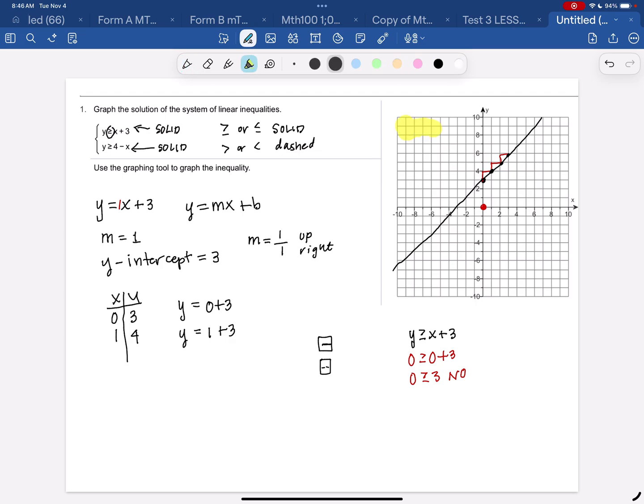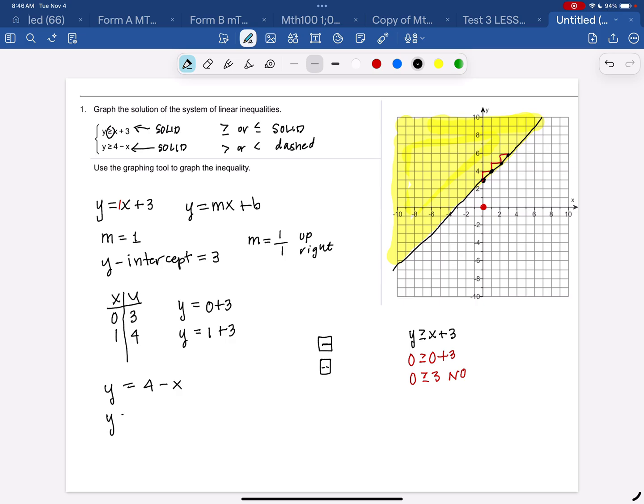So that means all of this gets shaded up here, and my math lab has a little bucket that you dump to do your shading. Okay, now that's just the solution to the first one. We have to do the other line. So let's do y equals 4 minus x. Now remember, I'm only looking at the equality to get my line, and then the inequality comes in when I do the test point.